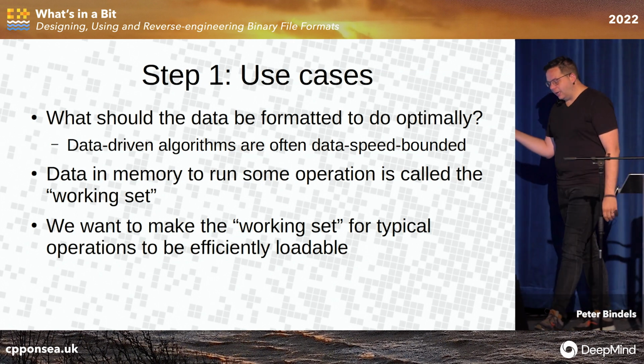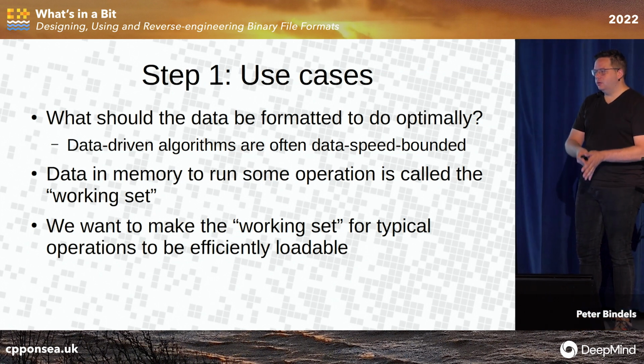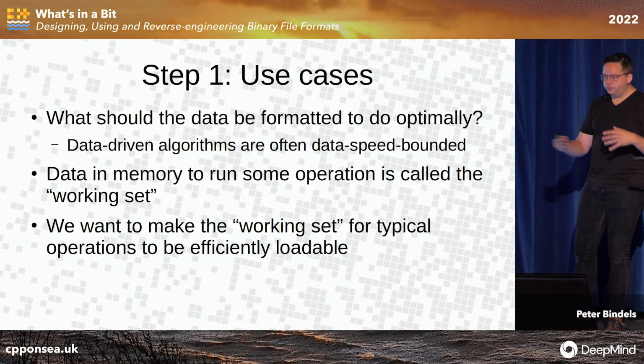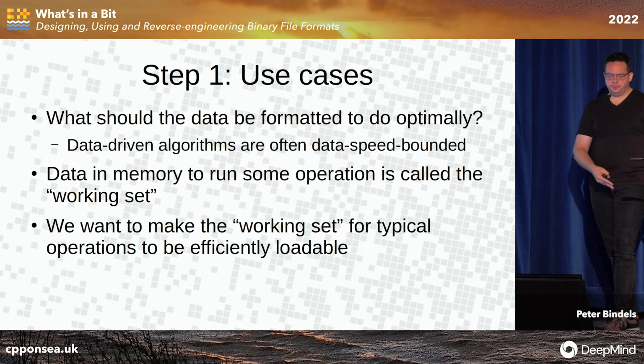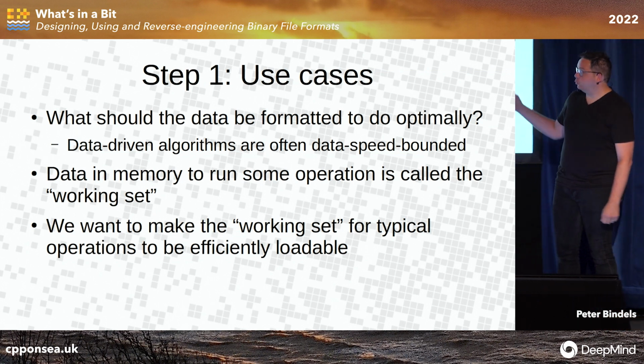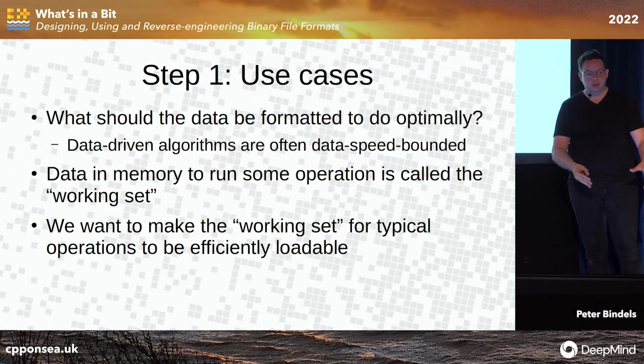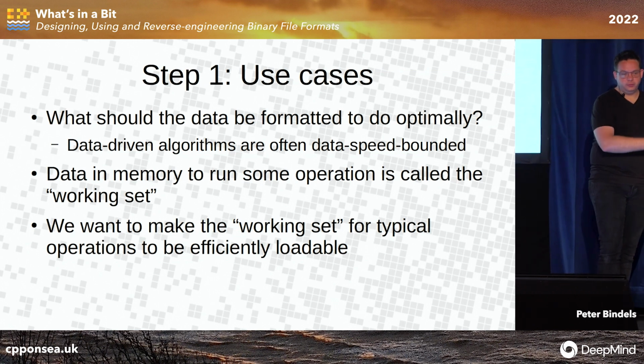If you have an algorithm that uses a lot of data, it will often be bounded by the speed at which you can load your data. And the data that you have in memory is something you refer to as a working set. And we want to make the working set as small as possible and as efficient to get out of your file as you can.